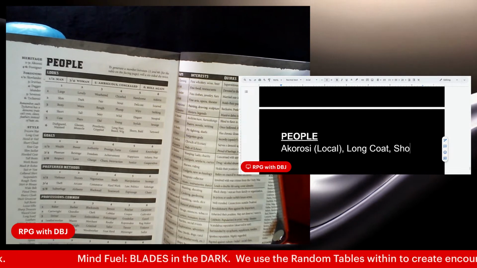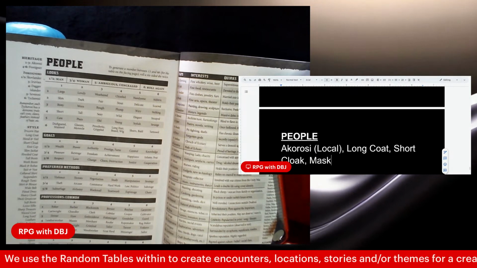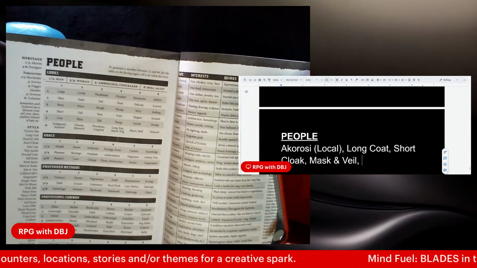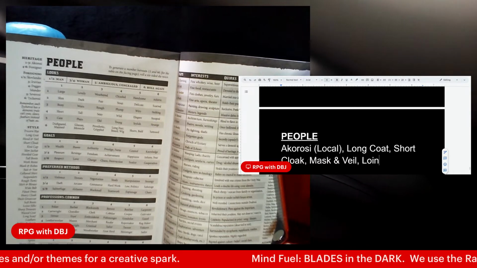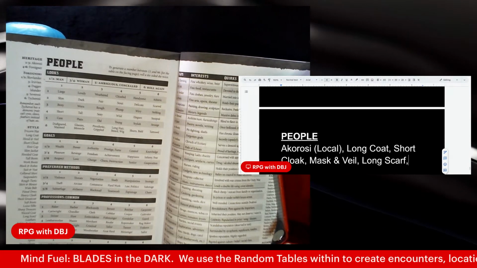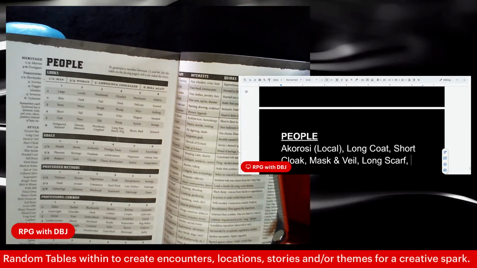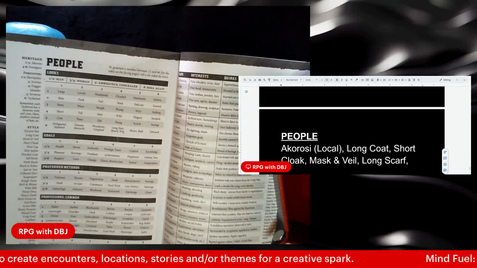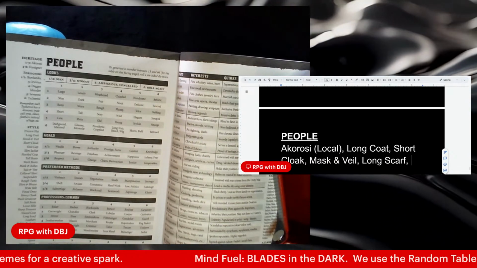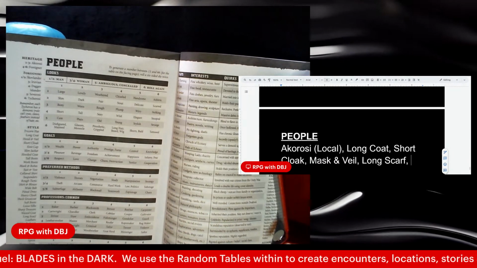Long coat, short cloak, mask and veil. What's some long scarf. And we don't need to put all of these things on one person when describing one or more of these NPCs. We can add these elements as we see fit and just mark them off. Like, the first person he meets got a long coat on. Second person he meets got a short cloak. And of course, with the weather, we can describe why they are wearing such a thing.